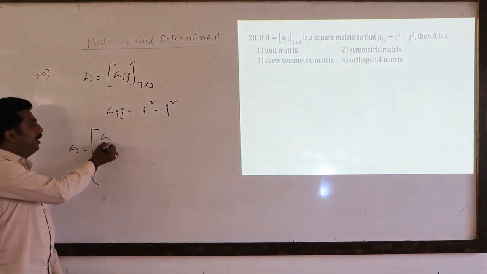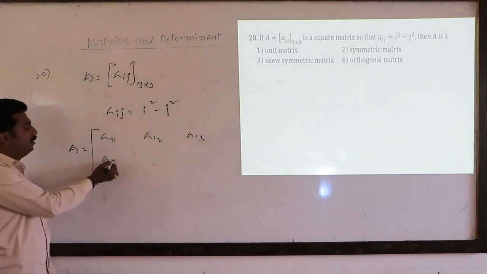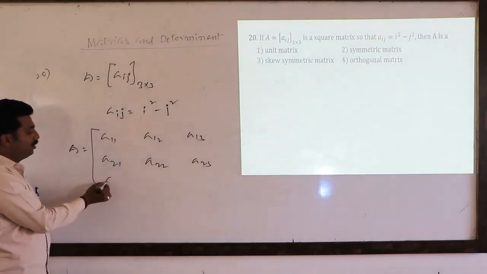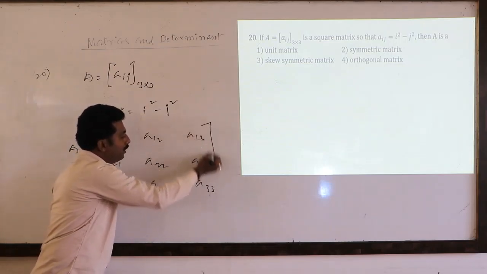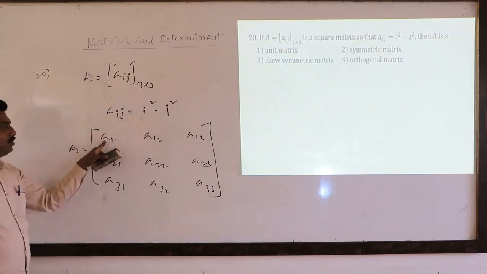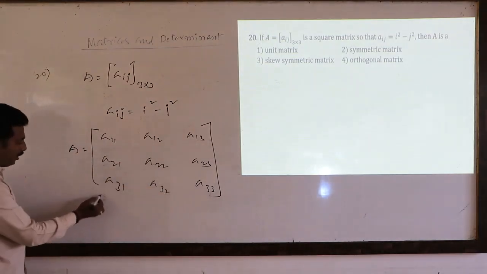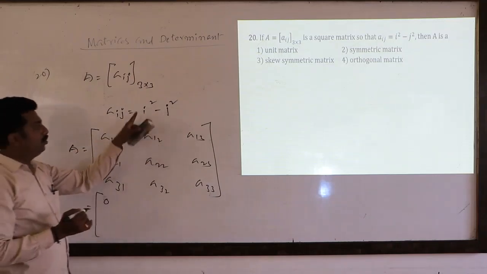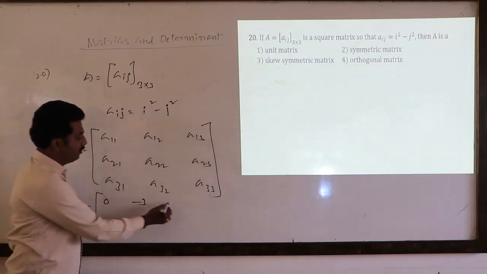This is A11, A12, A13, A21, A22, A23, A31, A32, A33. See here, Aij with i equal to j, suppose A11, is 0. This is 0, this is 0. So clearly we can write, see, A11: 1 square minus 1 square means 0. A12: 1 square minus 4 means minus 3. A13: 1 minus 9 means minus 8.